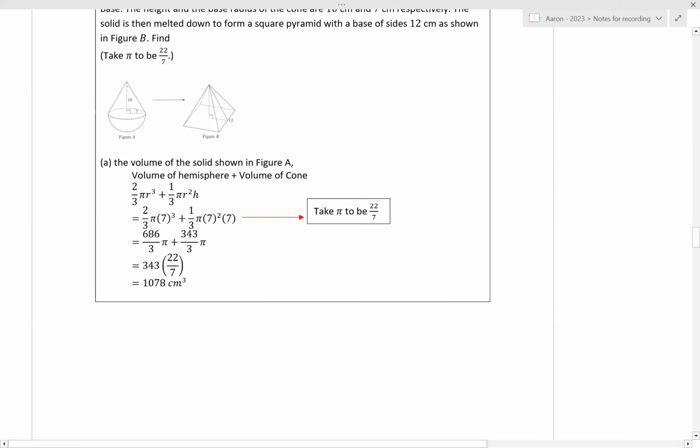So throw in the formula, sub in your values. Remember in this question, they ask you to take pi to be 22 over 7, so make sure you do that. Key that into the calculator, you get 1078 cm cubed. So that's your volume of figure A.